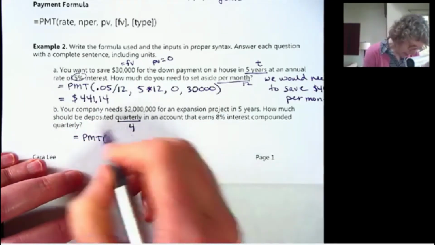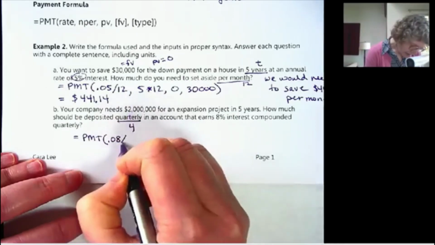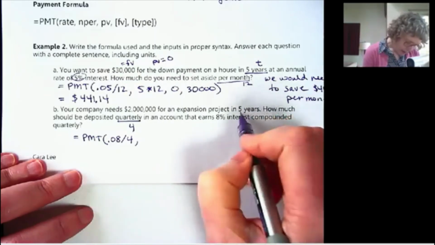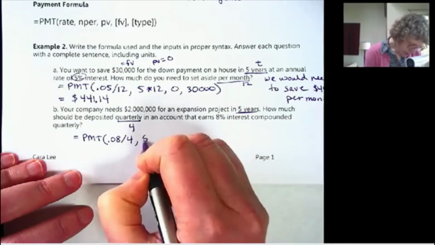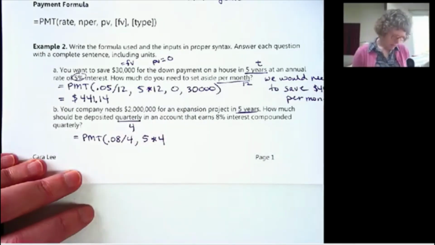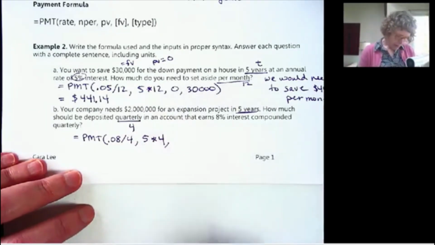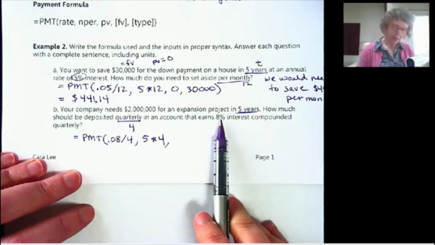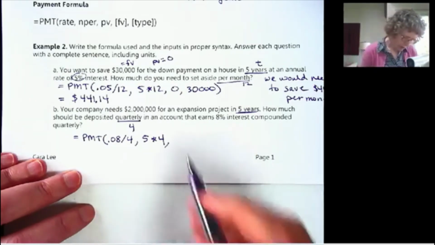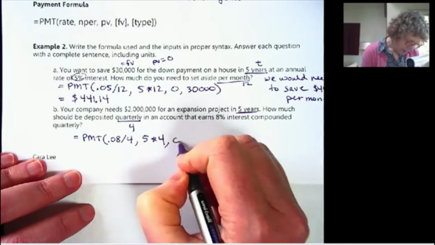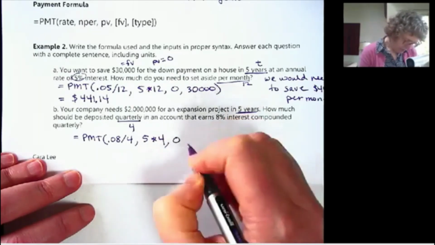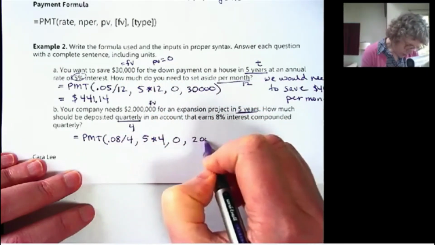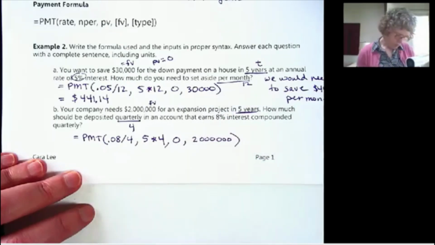Okay, what is our rate? We've got 8% divided by 4 because it's quarterly. 5 years again, same as the other one, 5, but this time times 4. Okay, present value, future value. Do we have any money now? It doesn't say we do. Just saying, oh, we want to expand. We need this $2 million. So we've got nothing for our present value, and this is our future value. That's what we want to have. 2,000,000. No commas.